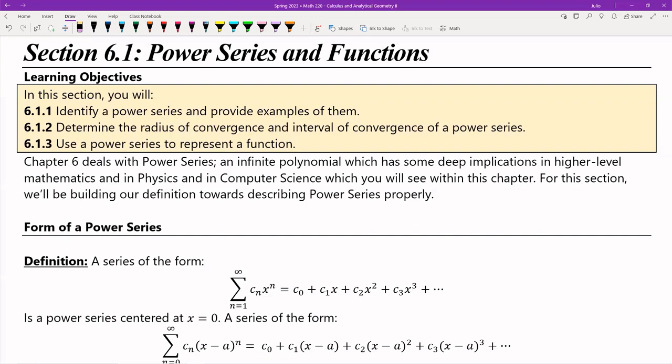The more applicable portions of power series come in physics and in computer science, and I think you'll see how useful this is in this section. But before that, we have to define what a power series is, what we can do with it, and all that stuff. So that's what section 6.1 deals with. Let me start with the definitions first.